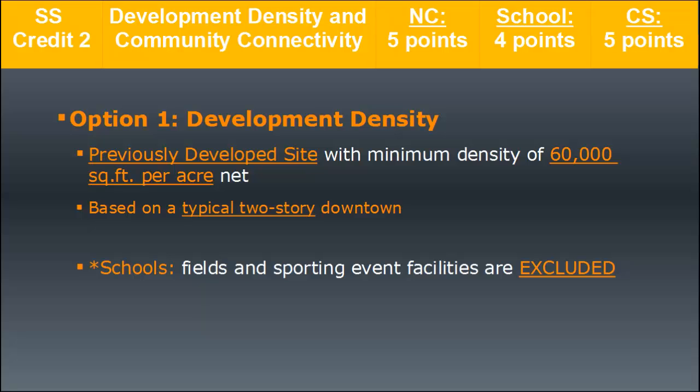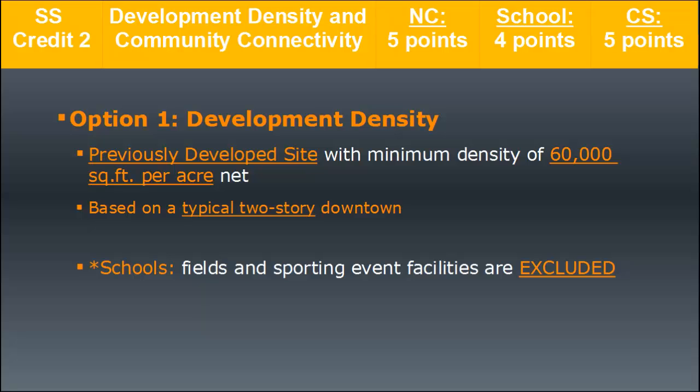In LEED version 4, draft 4, it's renamed in the location and transportation section to surrounding density and diverse uses. Multiple thresholds for density are included, and you can earn points with both options.